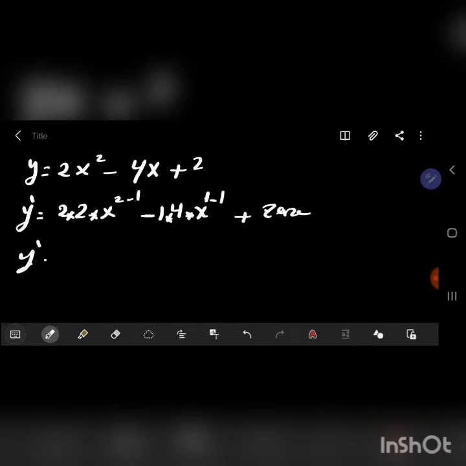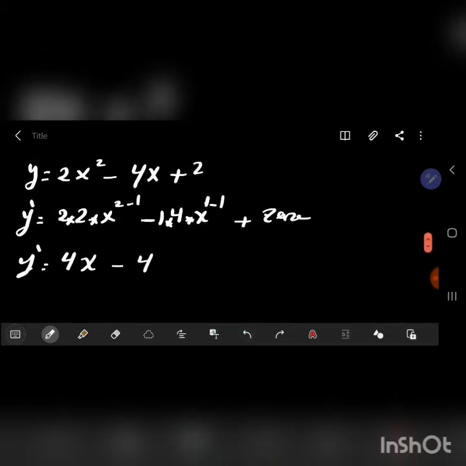So y prime equal to 4x minus 4x to the power 0, so it will be only 4, plus 0, we don't write 0. It's that simple. It's very simple. Only save the rules in your mind, and you will solve it very simply.